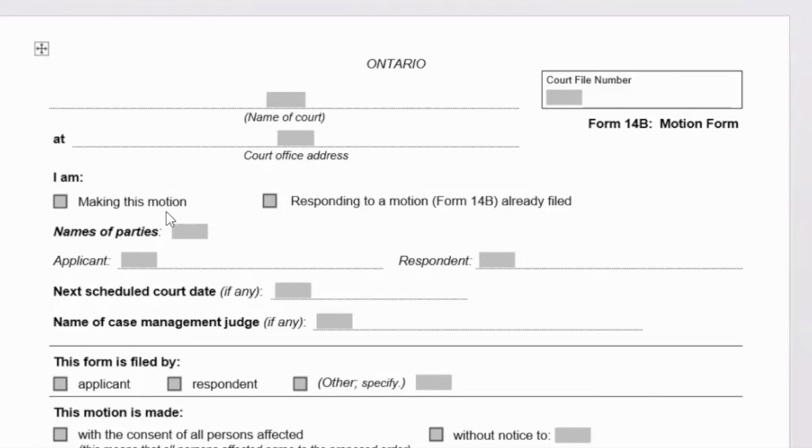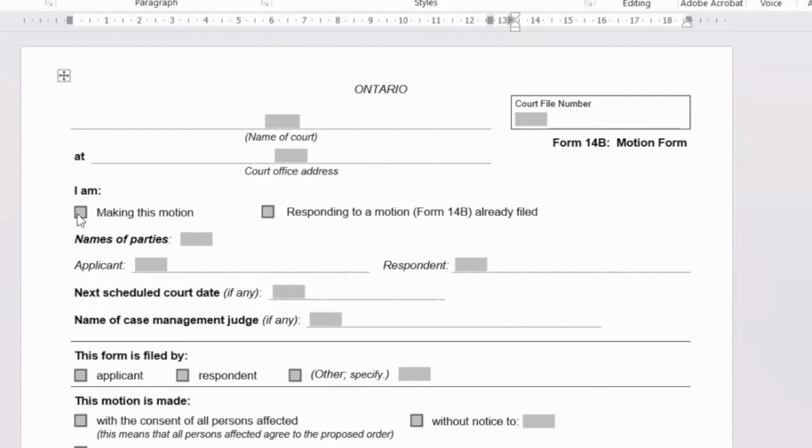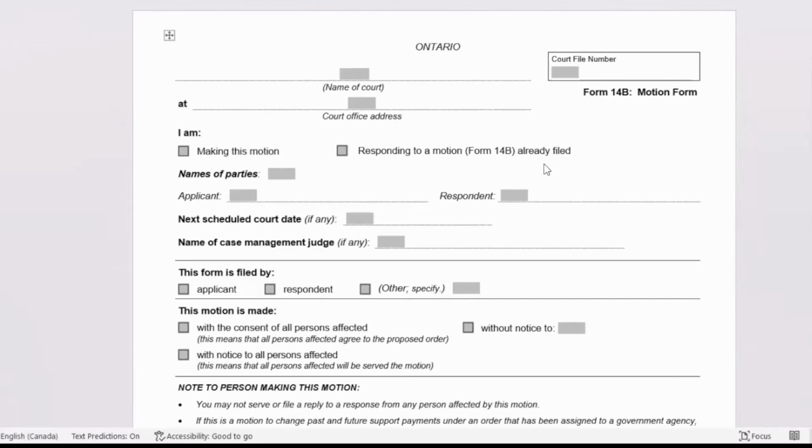I am making this motion, or I'm responding to a motion, which means the other side has already done a Form 14B. So when you're responding to a Form 14B, well, this is maybe something I should have talked about. You could just be responding to say, this is what the other side is asking for, and I disagree with it because blah, blah, blah. But guess what? I've got something I want to do too. I'm bringing a cross motion by 14B. So that's what you would use the second one for.